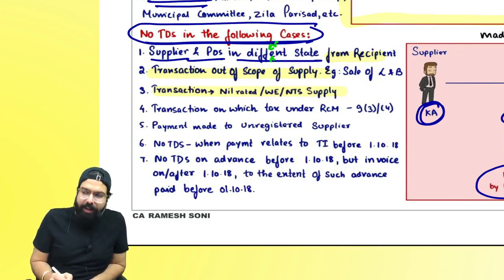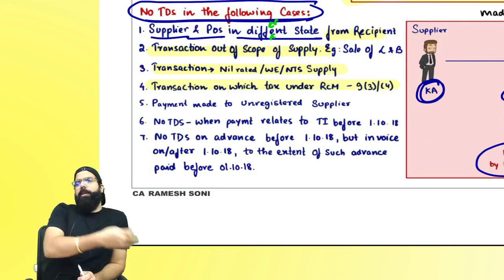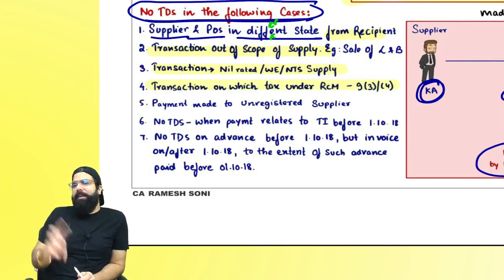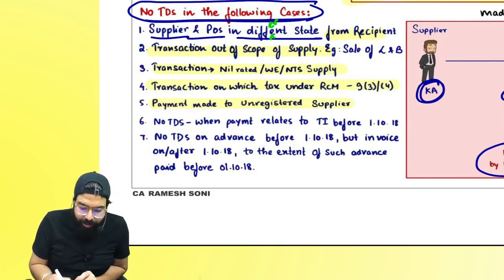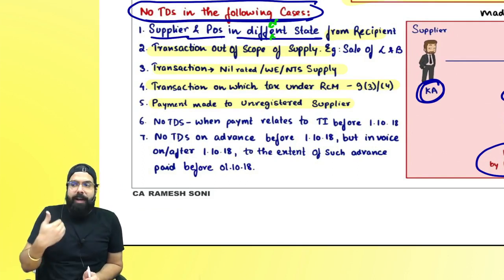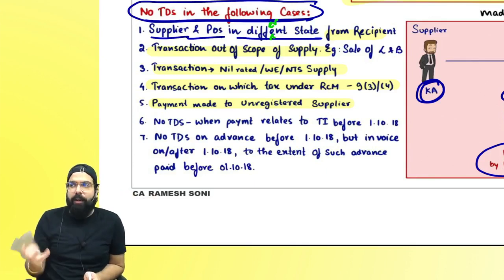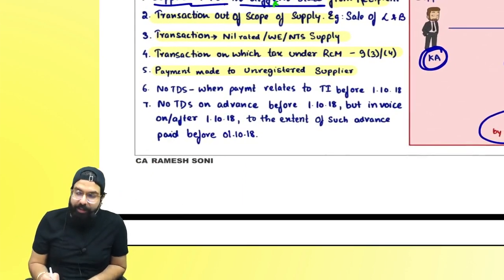Sir, transaction nil rated, wholly exempt, non-taxable supply, no TDS. Transaction where total amount is payable under RCM, government is selling, in that scenario also no TDS. Payment is made to an unregistered supplier. Government department is paying to an unregistered supplier. If they deduct TDS, I am unregistered, how will I get the credit? So hence, in that scenario, TDS is not required.